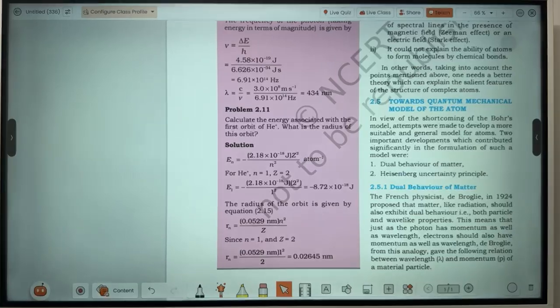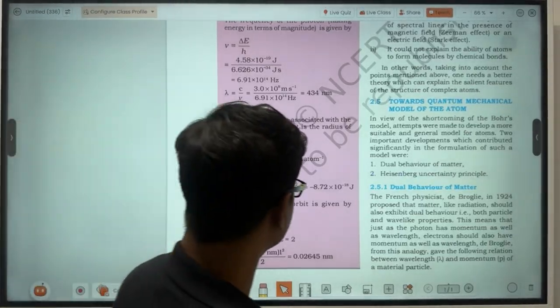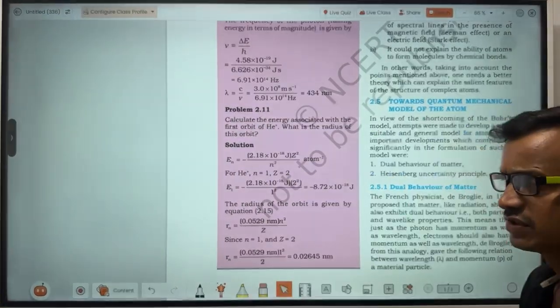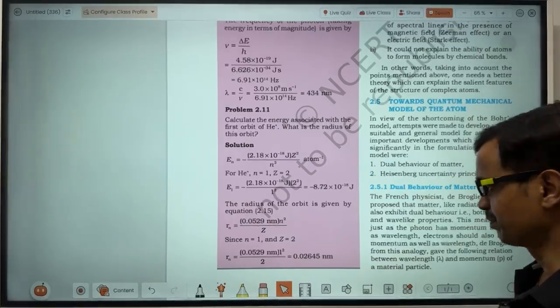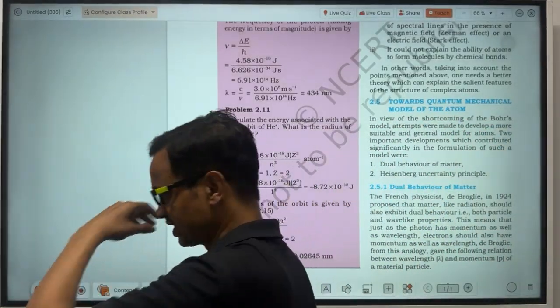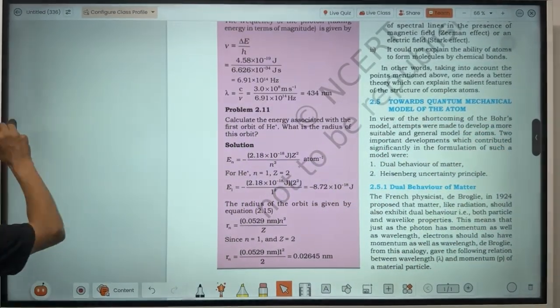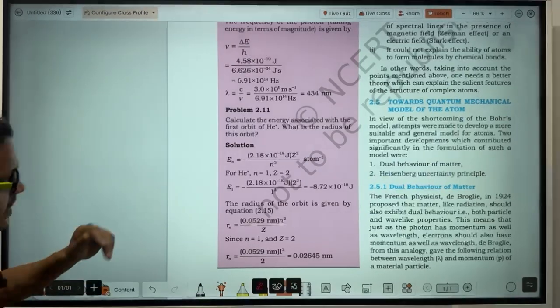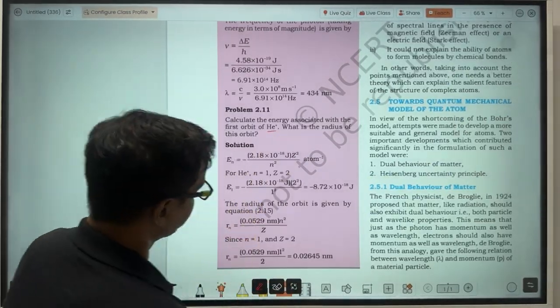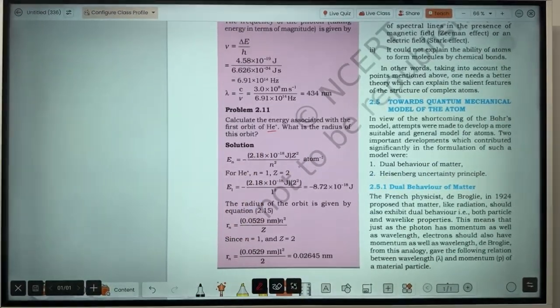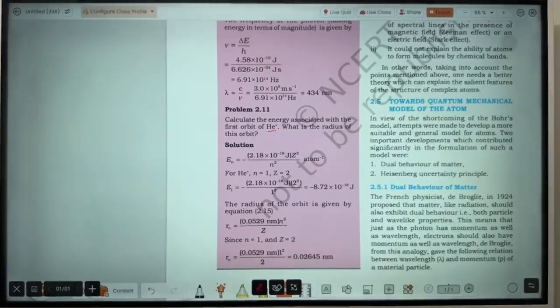Question: calculate the energy associated with the first orbit of He plus. What is the radius of this orbit? He plus is a hydrogen-like species, since He plus contains only one electron and it contains 2 protons in the nucleus.